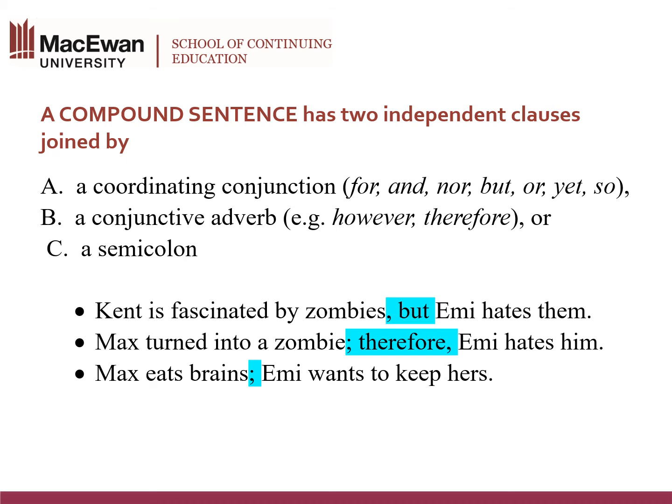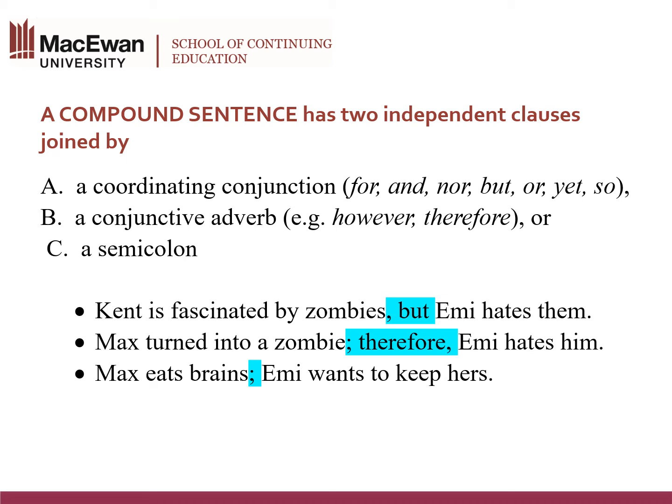All right, so now we could get into the compound sentence, which has two independent clauses joined by A, B, or C. There are three ways to form a compound sentence. A, a coordinating conjunction, for example, a FANBOY. Some books call it FANBOYS. For, and, nor, but, or, yet, so. And these usually have a comma before them.